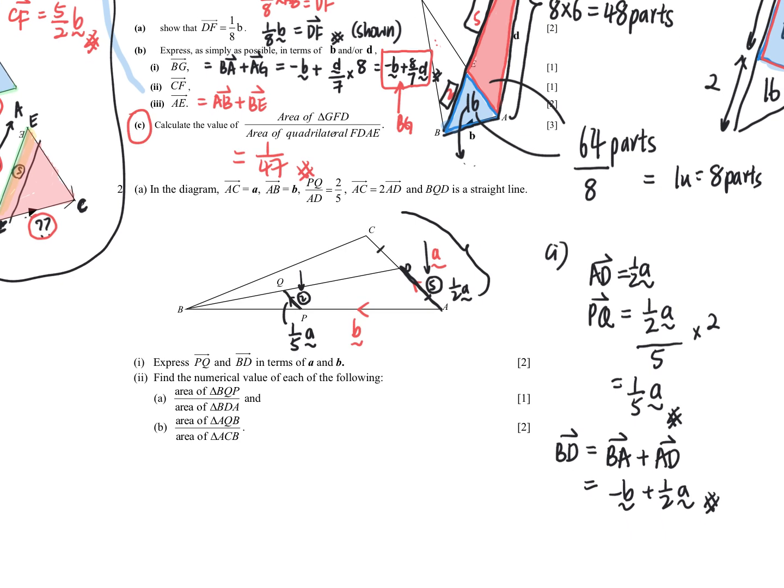Correct, right? I go opposite. So this direction is minus B. Okay, now the area question, BQP versus BDA. BDA is the full triangle. Can you tell me what is the ratio?